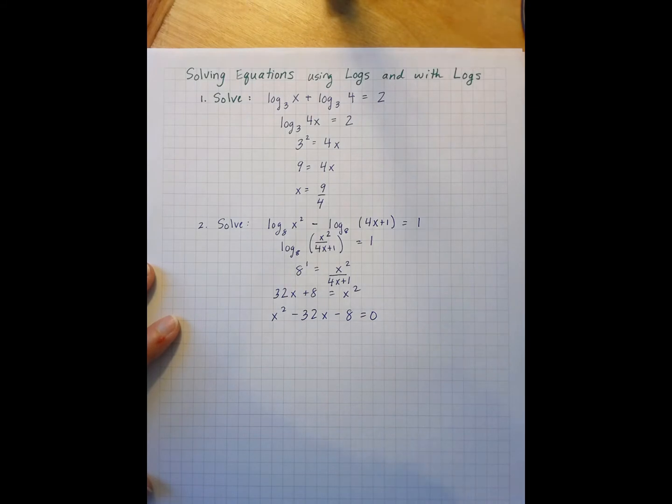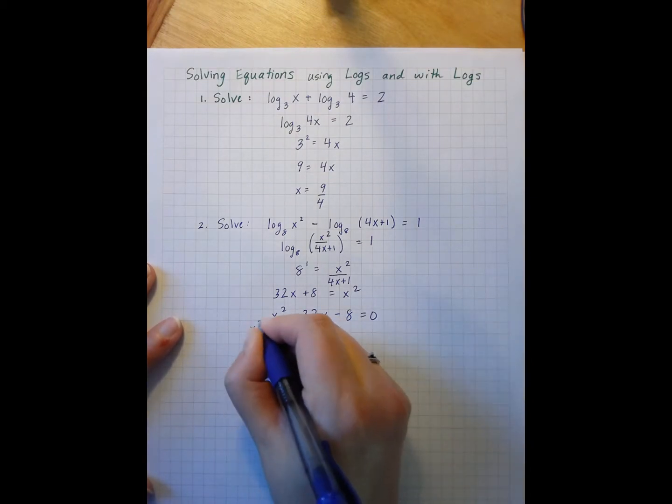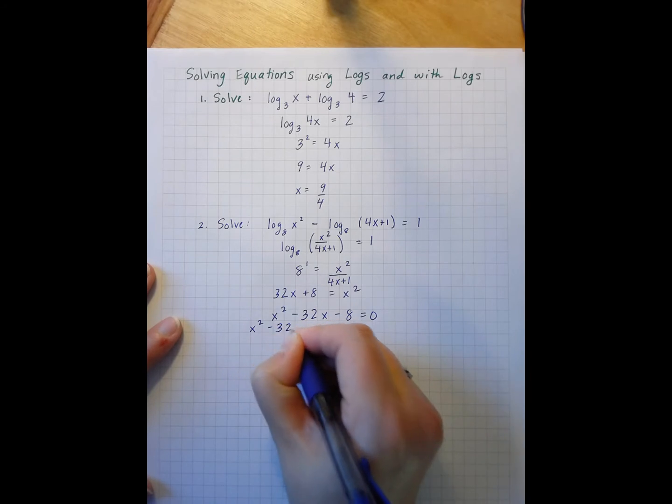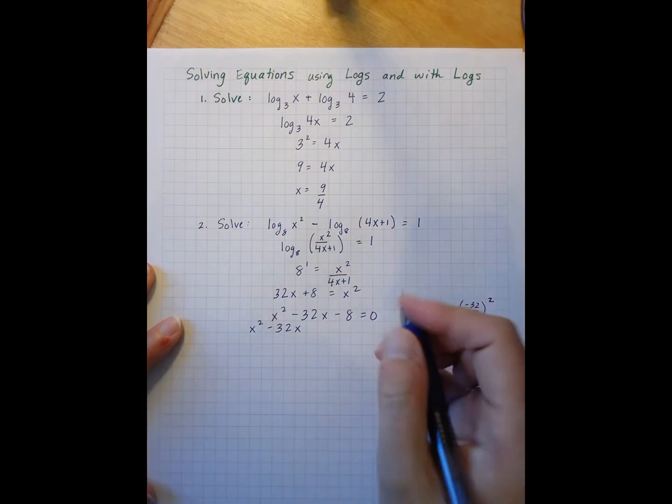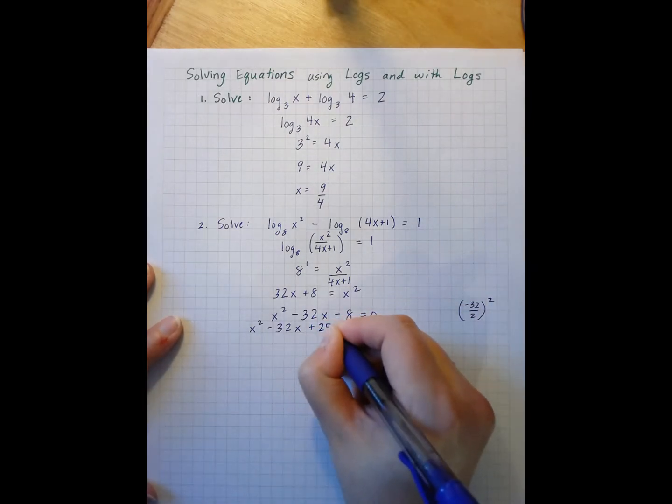Lots of different methods for solving this. You could use quadratic formula. You could use completing the square. I generally like completing the square best. So I'm going to have x squared minus 32x. I'm going to take my negative 32, divide by 2, and square it. So that's going to be 16 squared. So I'm going to have plus 256.